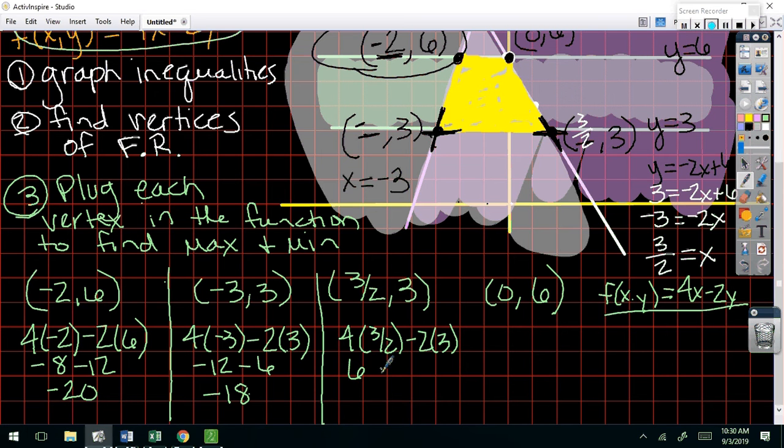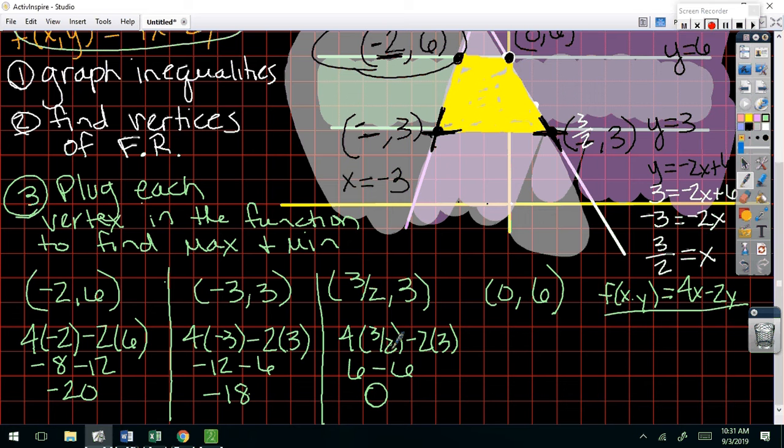6 minus 6. How did you get 6? 4 times 3 is 12, and 12 divided by 2 is 6. Put it into like a decimal. It's like 4 times 1.5 is 6. You don't believe me? Think 4 times 1.5. 4 one time is 4. Half times is 2. 4 plus 2 is 6.